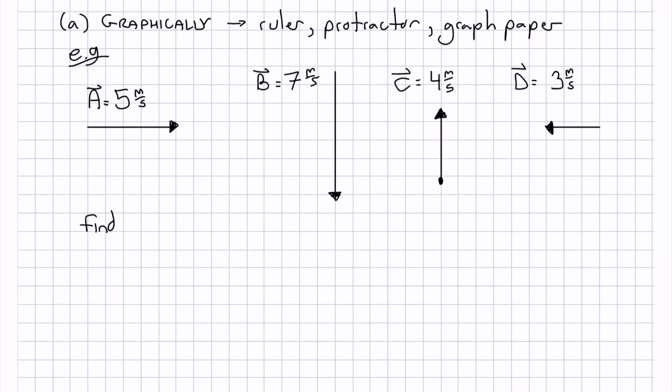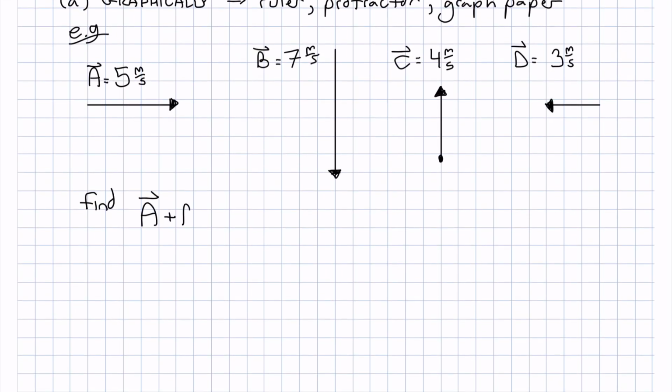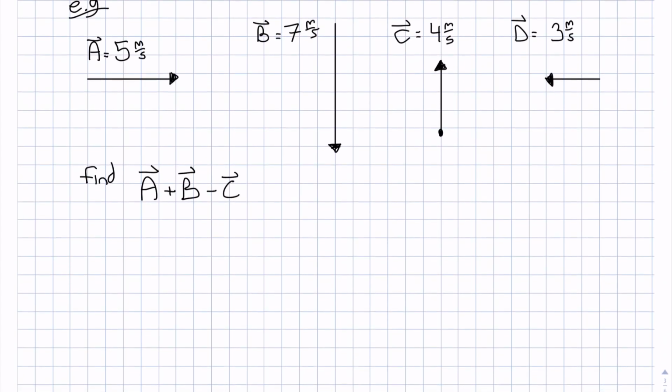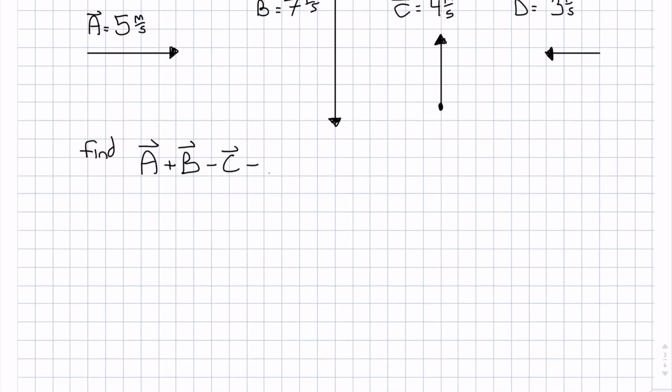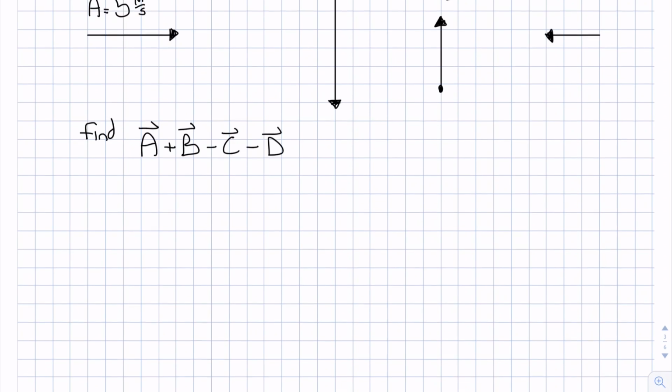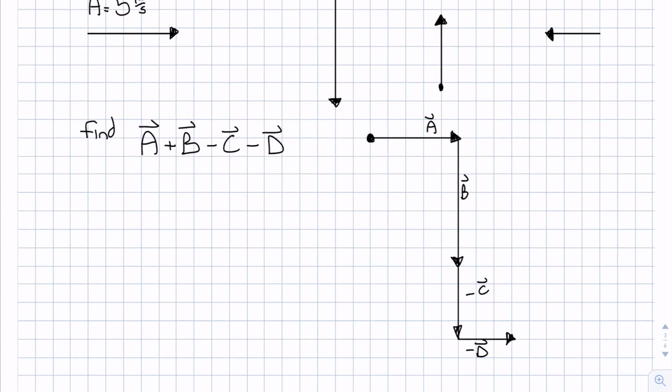Let's try a 4-vector example. This time what we'll try and find is A plus B minus C minus D using the tip-to-tail method. So I'll just draw it here tip-to-tail, noticing that I reversed the directions of C and D, so I added -C and -D. And there's my resulting vector drawn in blue.